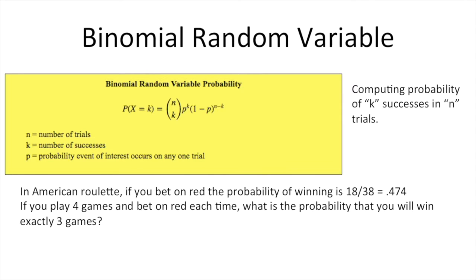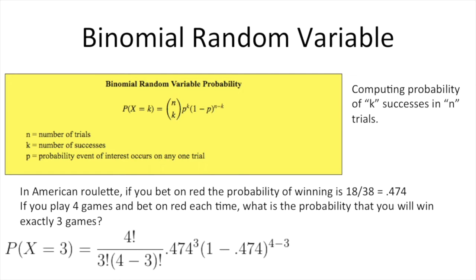Here's one example. In American roulette, if you bet on red, the probability of winning is 18 over 38, or 0.474. If you play 4 games and bet on red each time, what is the probability that you will win exactly 3 games? In this case, n equals 4 because there are a total of 4 trials. K equals 3 because we want to know the probability of having 3 successes. And P equals 0.474. We can plug these values into the formula.